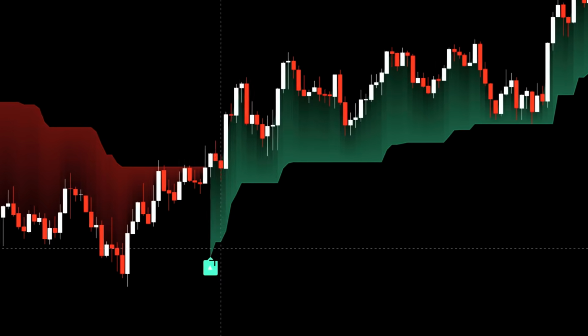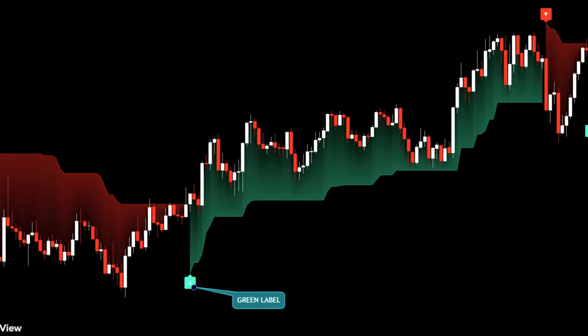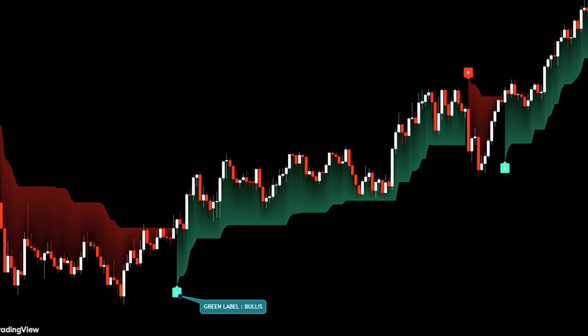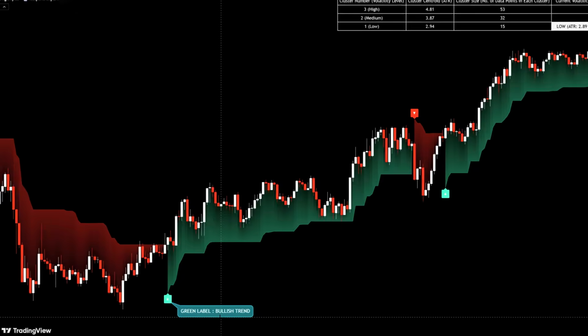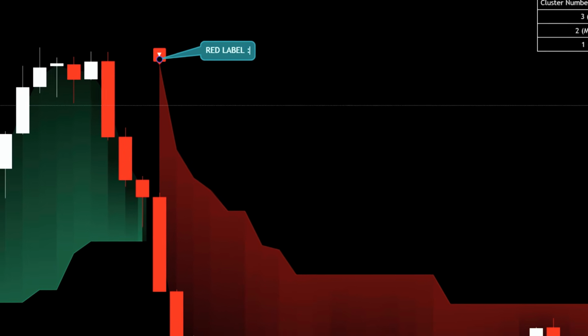Now, look at these labels or dots that pop up, the green ones and red ones. These are the signals the indicator generates. When you see a green label, that's the indicator saying it sees a potential bullish trend signal, like right here in this example. When you see a red label, that's a signal for a potential bearish trend starting.